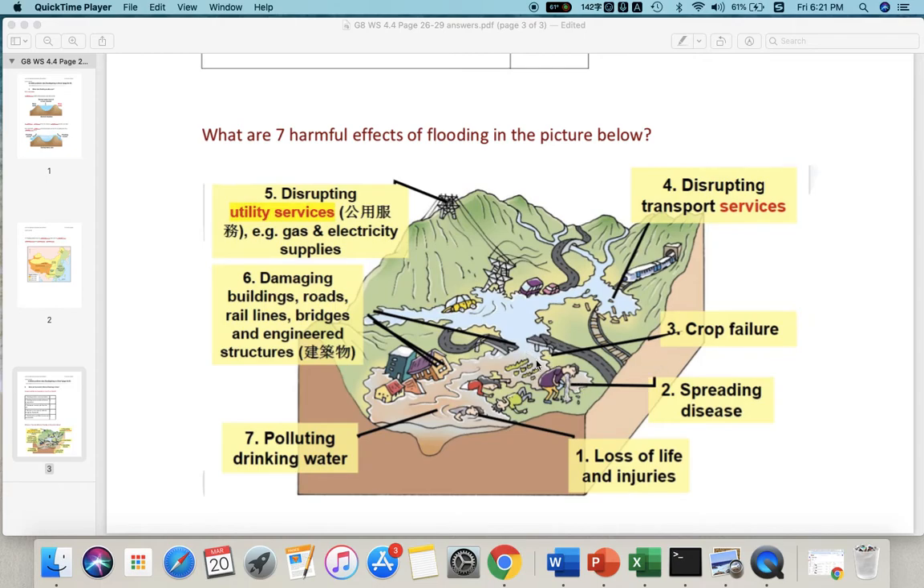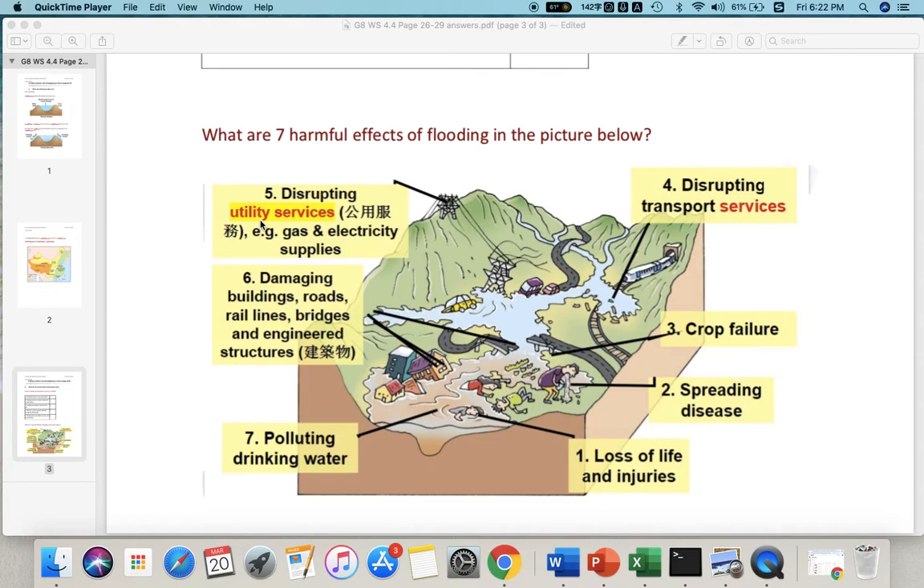And here you can see the crops. They are washed into the river and drowned. So this is crop failure. And you can see the train. The rail is broken. That means the transport services are disrupted. And you can see here some power lines. For instance, the gas and electricity supplies are also disrupted. This is what we call utility services. You can also find it on page 28 in the green box, figure 3.